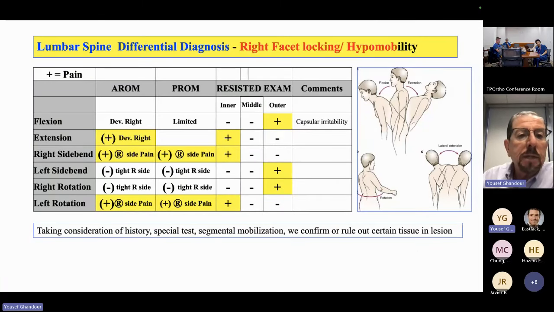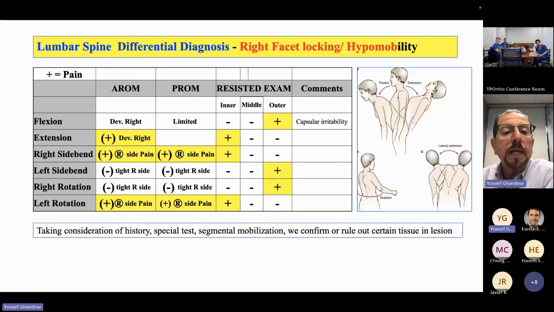I'll just leave this here real quickly to talk about the thought process, what we do when evaluating the patients. For example, if you look at the upper right facet locking with hypermobility, which we see in the lumbar spine, we go through the motions: flexion, extension, side bend, rotation, in both directions. Any movement that can compress the facet joint.